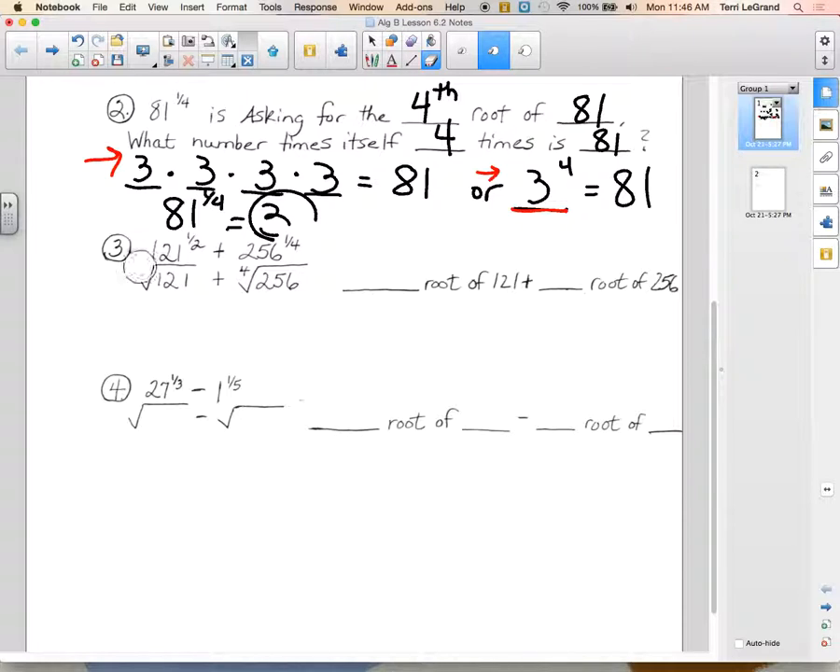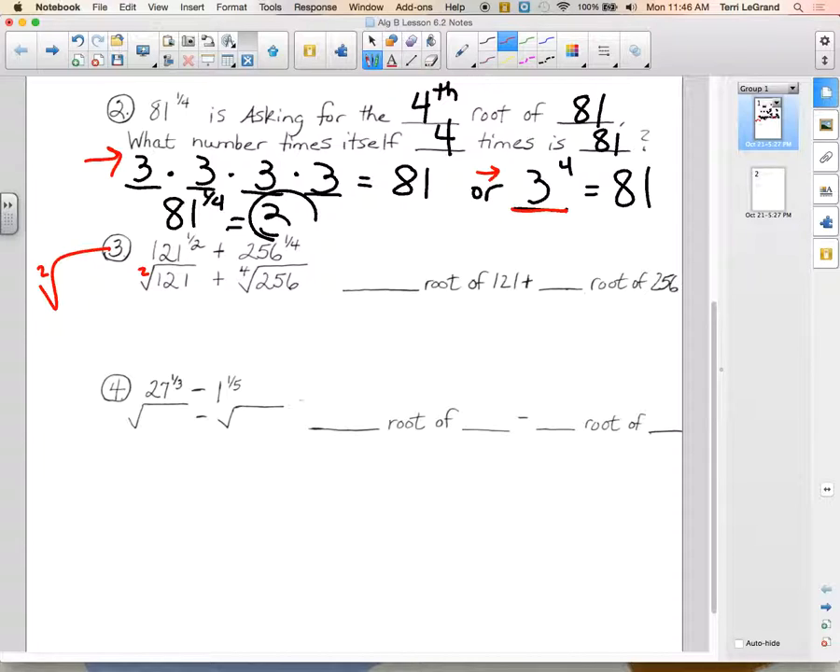Because 2 is our index right there. And that's the only index that they never show. Typically they leave it out. It's the invisible one. We've gotten really used to when we see the radical sign, we don't even have to think twice. We say the square root of, because we know that that invisible index right there is a 2.